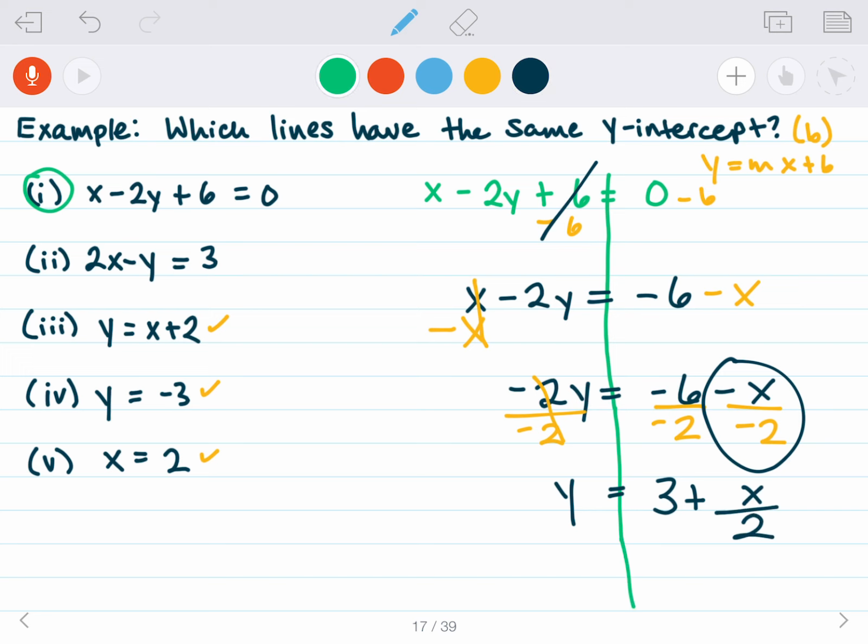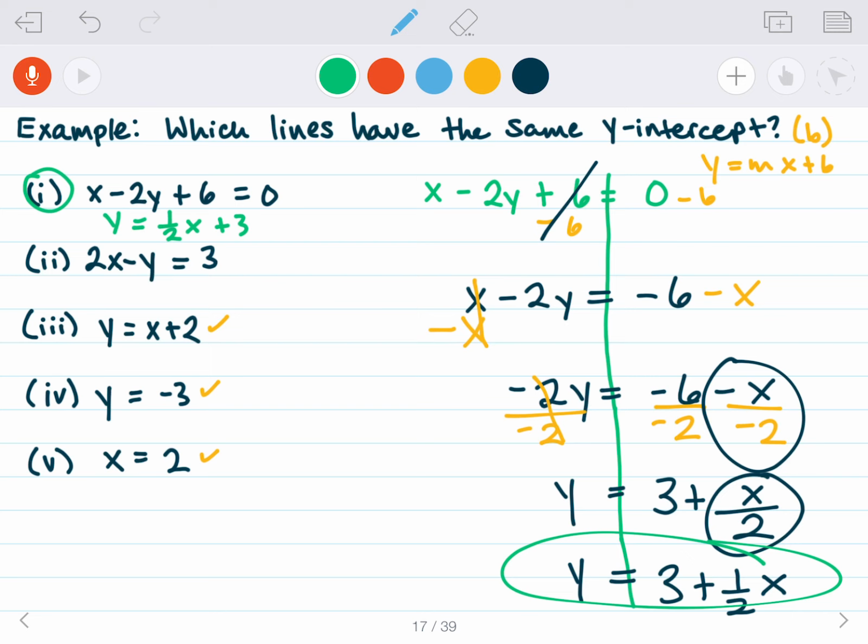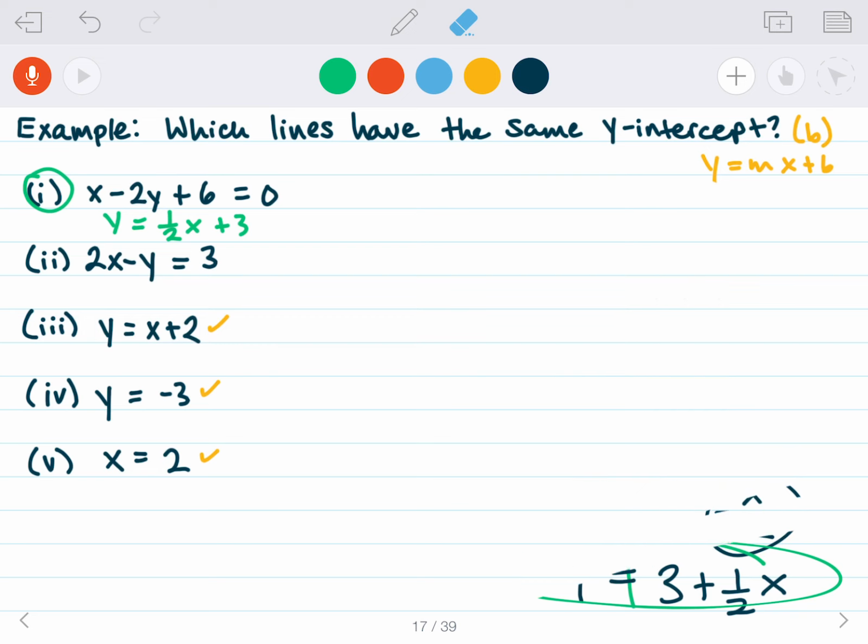Now, to make it look more familiar, we can do like we did in the previous slide. X over 2 is the same thing as 1/2 times x. So this is 3 plus 1/2 times x. All right, so let's rewrite this as y equals 1/2 x plus 3. So that's the same thing as this. Now we're in y equals mx plus b form. It's easier to see. Now let's do the same thing for part 2. Let's put that guy in y equals mx plus b form. Let's do this.